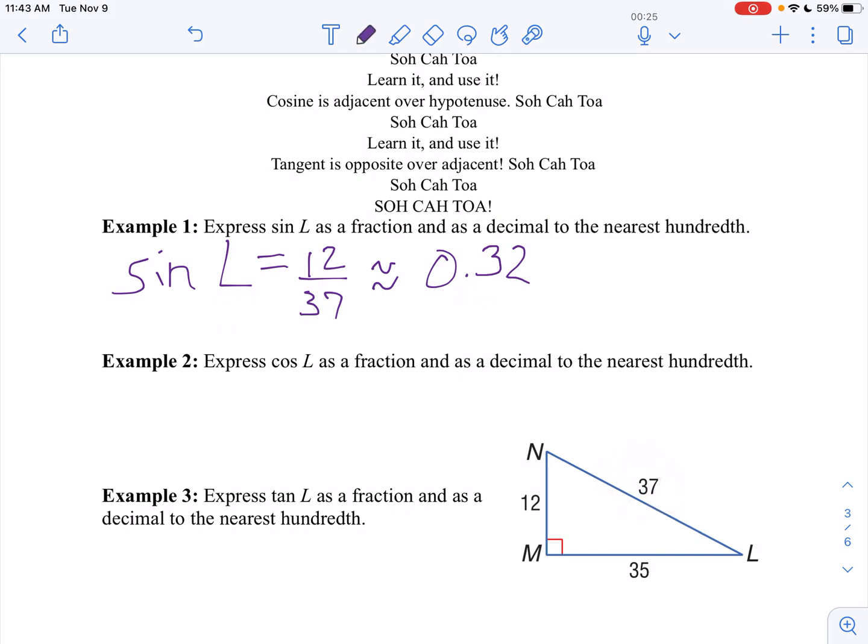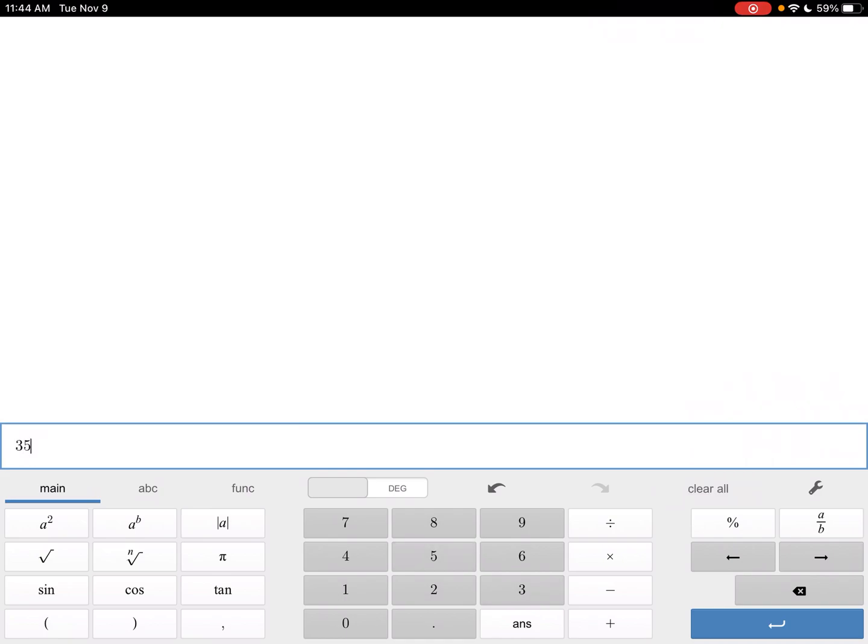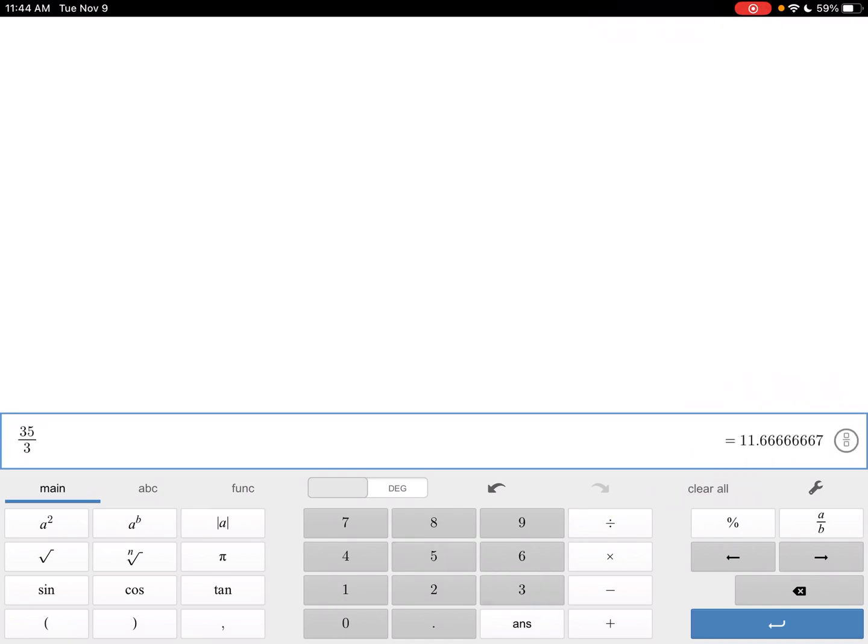Now we'll take a look at the cosine of angle L. The cosine of angle L is the adjacent over the hypotenuse. I think I'll write that. So adjacent over hypotenuse, CAH. Your adjacent side is 35, and your hypotenuse is 37. Then as a decimal, that'll be 35 divided by 37, and that would be 0.95, if we round it.